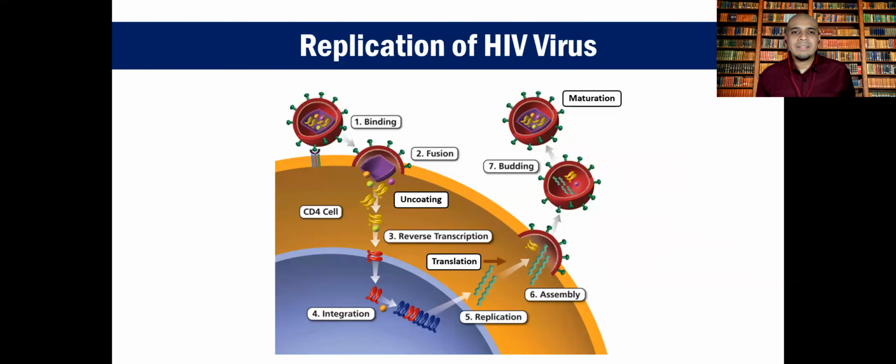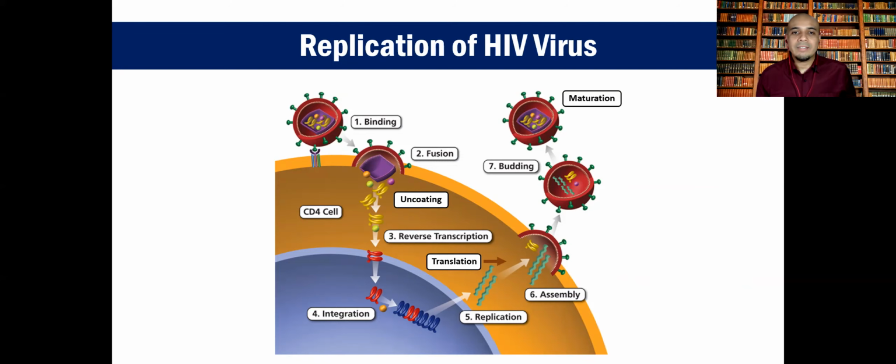This diagram summarizes the replication process of HIV virus. It starts with the binding of the virus to the CD4 cell, then it fuses to enter the cell. Next, the virus uncoats its genetic materials, followed by the replication process, which is catalyzed by the reverse transcriptase enzyme. Next, the virus cDNA will be integrated into the host DNA by the enzyme integrase.